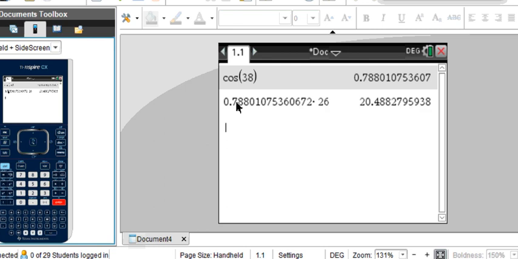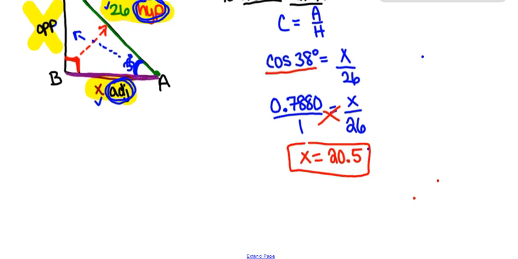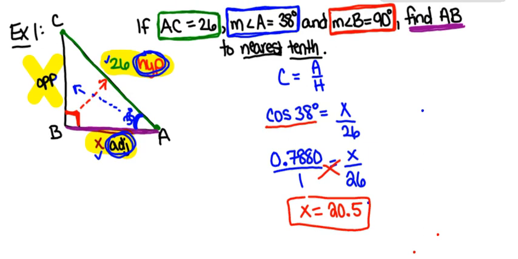And I think we wanted to round this to the nearest tenth. So when we round this to the nearest tenth, we end up with 20.5. So to the nearest tenth, side AB is going to be 20.5. Oh, we did a nice job there. Beautiful. So we were trying to find side AB. Side AB is the same as x.